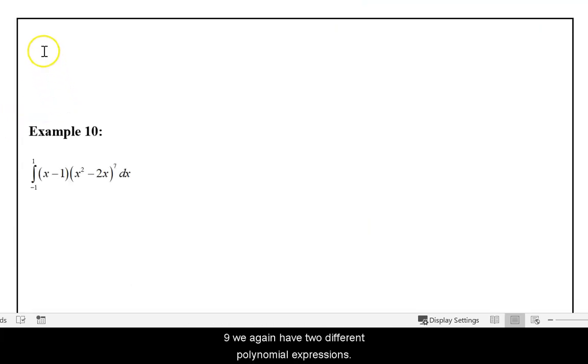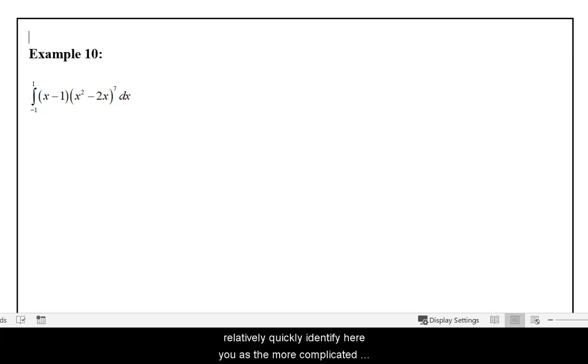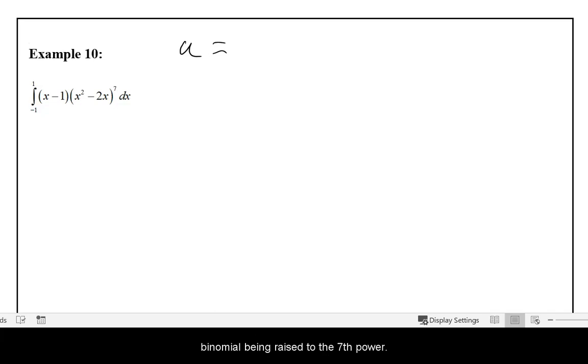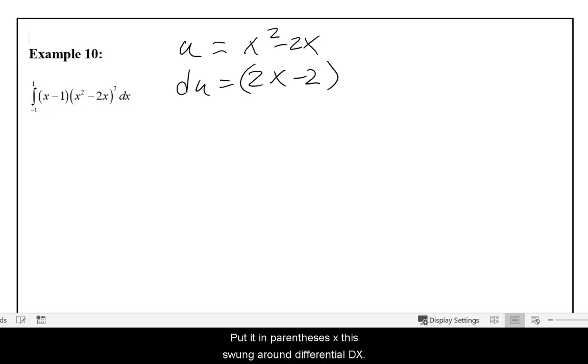In 9, we again have 2 different polynomial expressions. This one, however, is a definite integral. Let's run through it relatively quickly. Identify your u as the more complicated binomial being raised to the 7th power. Now find the differential du, taking the derivative, to get 2x minus 2. Put it in parentheses and multiply by the swung around differential dx.